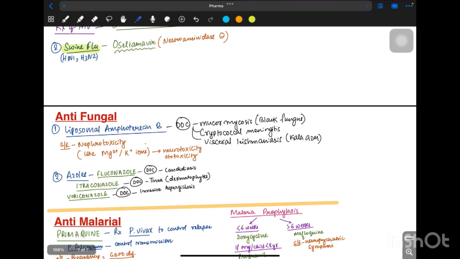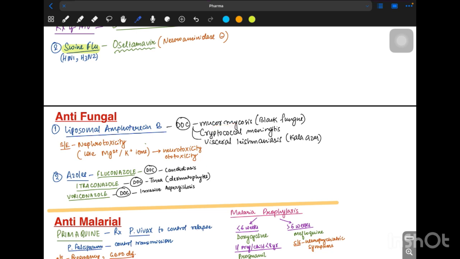Now, coming to antifungal drugs. The first one is liposomal amphotericin B. It is the drug of choice for three things: mucormycosis, which is also known as black fungus, cryptococcal meningitis, and visceral leishmaniasis, which is also known as Kala Azar. So liposomal amphotericin B is the drug of choice for all these three things. Mucormycosis, you can refer to my derma video.